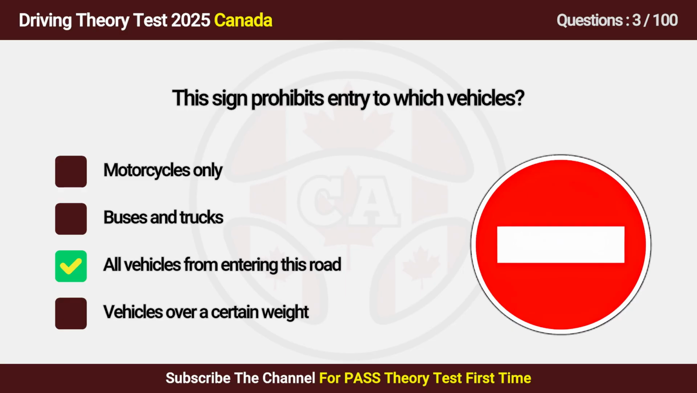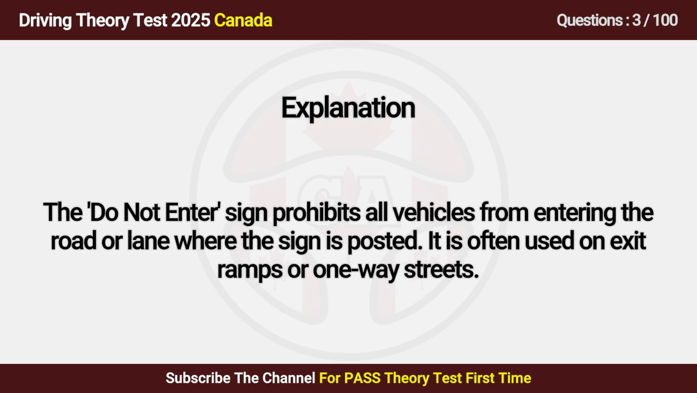Answer is C. All vehicles from entering this road. The Do Not Enter sign prohibits all vehicles from entering the road or lane where the sign is posted. It is often used on exit ramps or one-way streets.